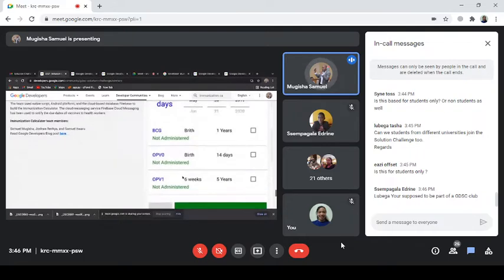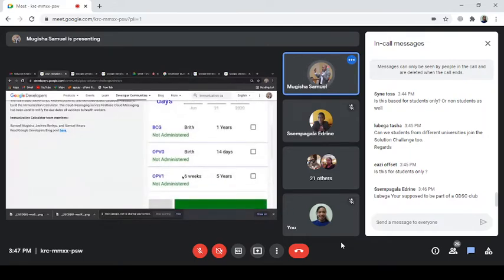Yeah, so we were trying to do an application that can automate these vaccines. A child has vaccines he's supposed to take. For example, there are those given at birth, after 6 weeks, after 12 weeks, and these vaccines have dosages. For example, polio, you're supposed to take like 4 doses.